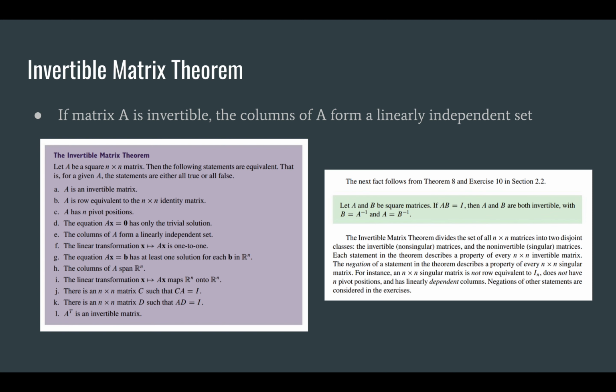So we'll cover the invertible matrix theorem. If matrix A is invertible, the columns of A form a linearly independent set. And on the left in the purple box is a collection of all the statements that are either true or false, which make up the invertible matrix theorem. And on the right, it says the next fact follows from Theorem 8 and Exercise 10 in Section 2.2. Let A and B be square matrices. If AB equals I, then A and B are both invertible, with B being the inverse of A, and A being the inverse of B.